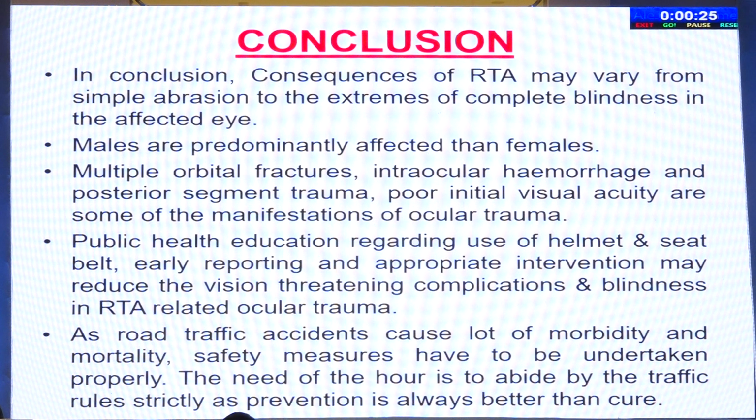In conclusion, consequences of RTA may vary from simple abrasion to extremes of complete blindness in the affected eye. Males are predominantly affected compared to females. Multiple orbital fractures, intraocular hemorrhage, posterior segment trauma, and poor initial visual acuity are some of the manifestations of ocular trauma. Public health education regarding use of helmets and seat belts, early reporting, and appropriate intervention may reduce vision-threatening complications and blindness in RTA-related ocular trauma.